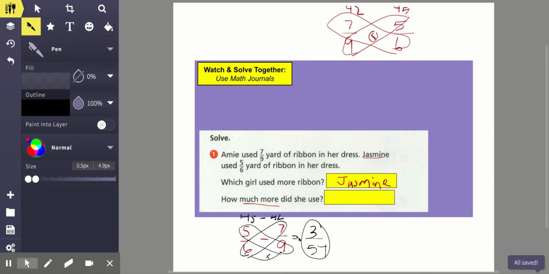How much more did she use? 3/54 yards more. And obviously 3/54, that's a partial yard. That's why we use fractions. Now, if you look at this fraction, you can actually simplify it. You can divide each of these by 3, and you'd get a simplified fraction of 1/18. If you wanted to do that. In the future, you will want to practice always simplifying when you can.